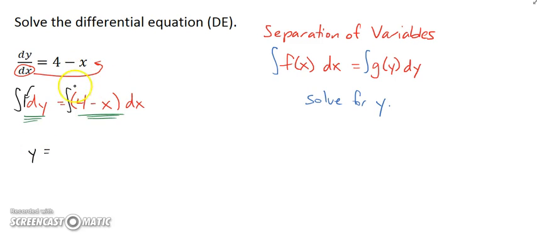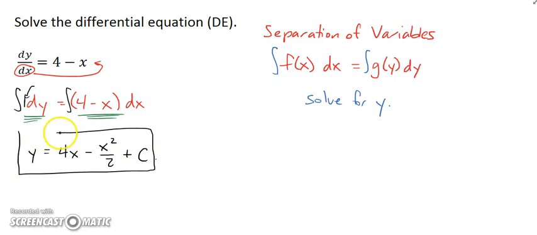And I can integrate this function as well. 4 minus x dx, I need a function whose derivative would be 4 minus x. And I think 4x minus x squared over 2 plus some constant will get the job done here. And, this one's already solved for y, so I don't really have any more work to do. I think that function is the solution to this differential equation. That is the equation whose expression for dy dx is 4 minus x.